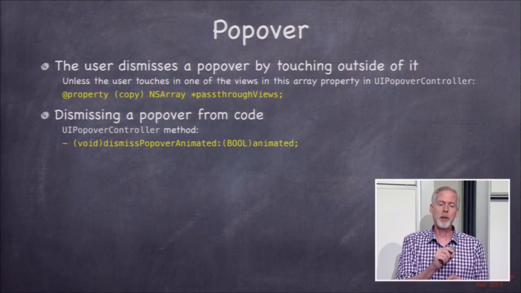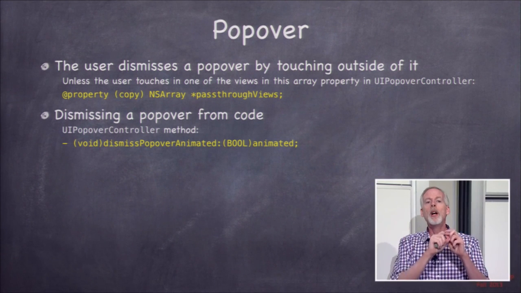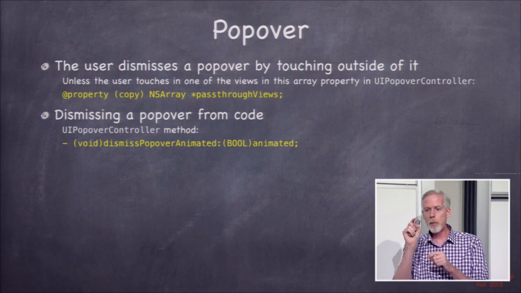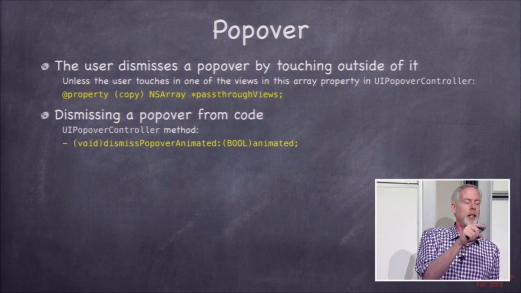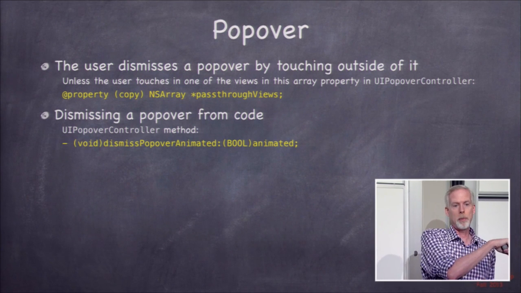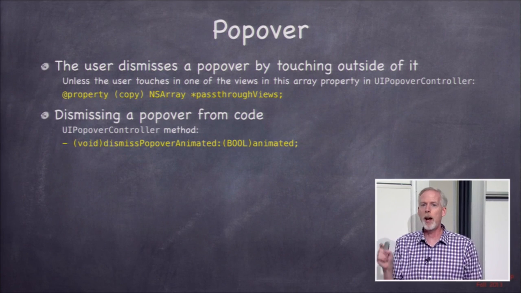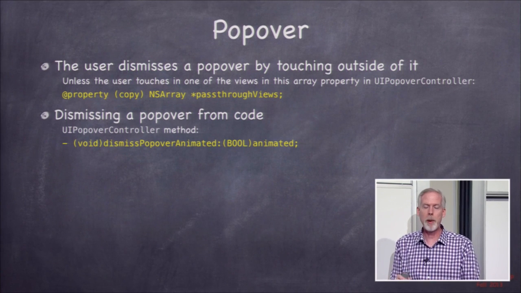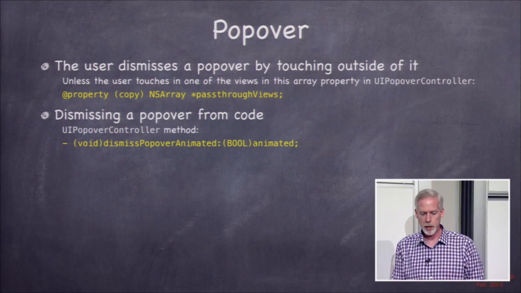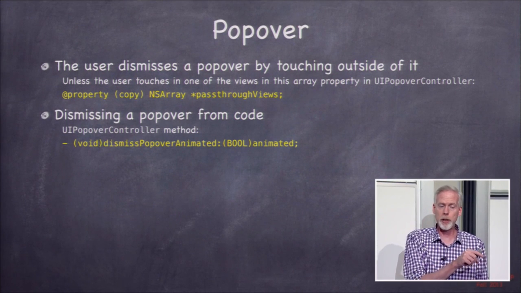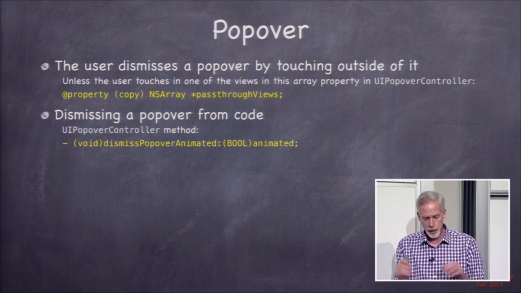All right? One annoying case of this is a toolbar. The entire toolbar is in the pass-through views. So if you bring up a popover from a button in a toolbar, then if the user clicks anywhere else in the toolbar, like on another button, it won't dismiss that popover. And why they decided to do that, I do not know. But that's what this pass-through views thing is. It can be annoying. But you can set it yourself too. You can say, well, if they click over here, I don't want to dismiss that popover.